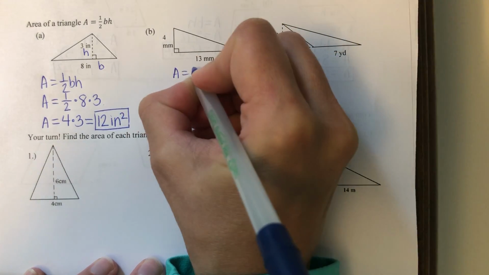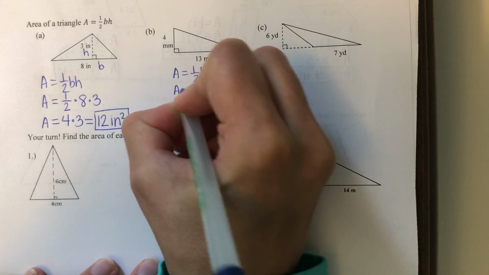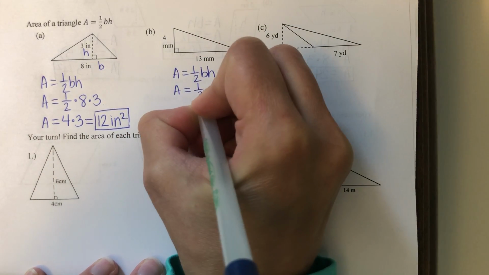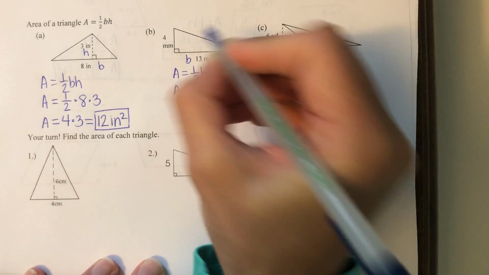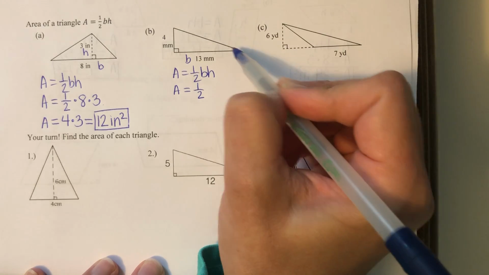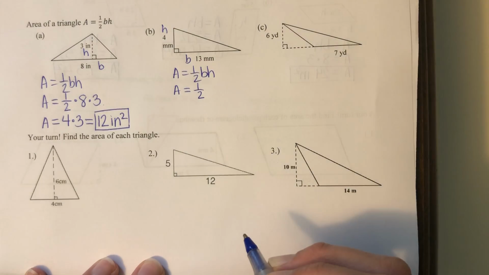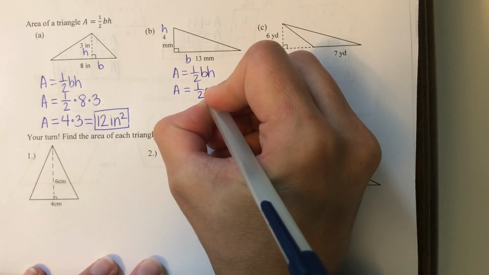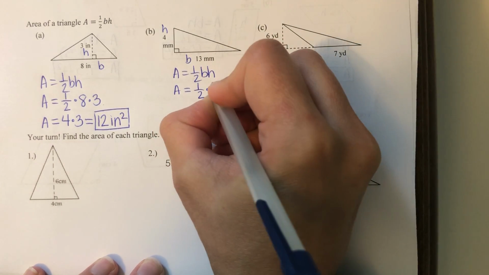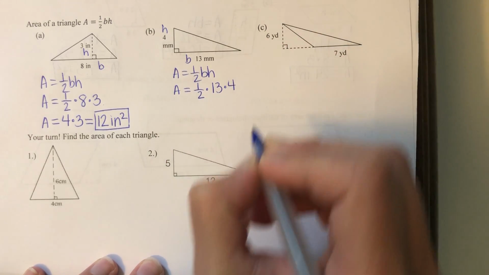Area equals 1/2 base times height. Area equals 1/2. Base here is 13. Now I have this nice right triangle. The height's actually along the edge here. Again, it's a vertical dimension. So 1/2 times the base is 13 times the height is 4.